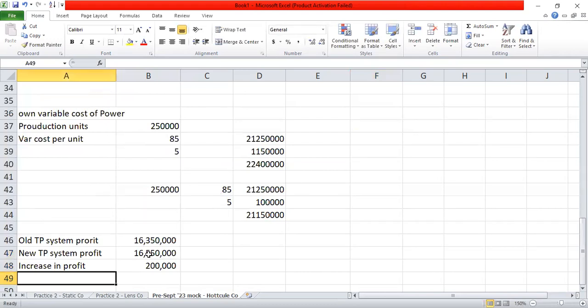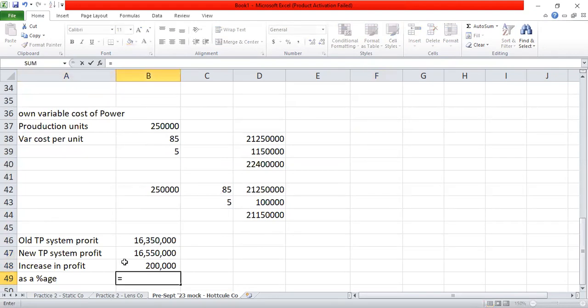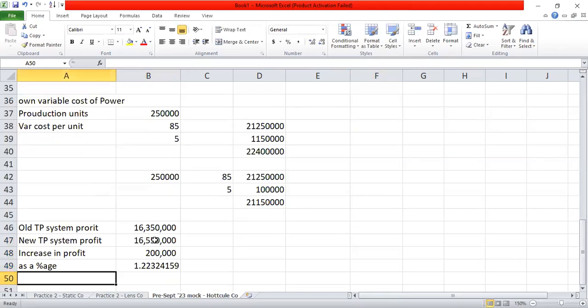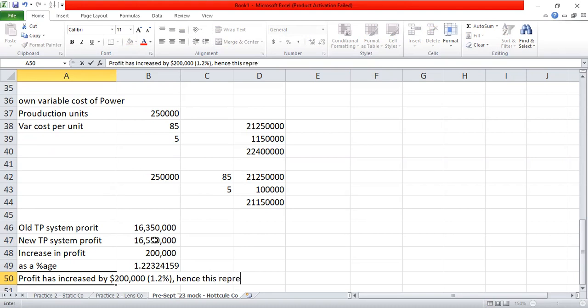To be 200,000 as a percentage. I see that to be 200,000 as a percentage of the old. Well, profit has increased by $200,000. That is 1.2%. Hence, this represents the optimal solution for Hottcule Co.